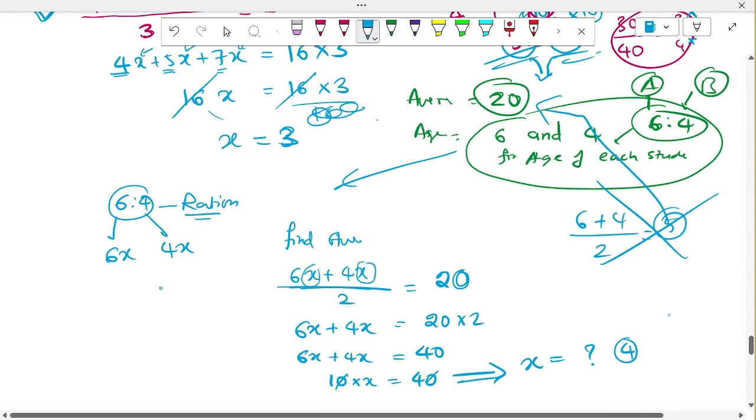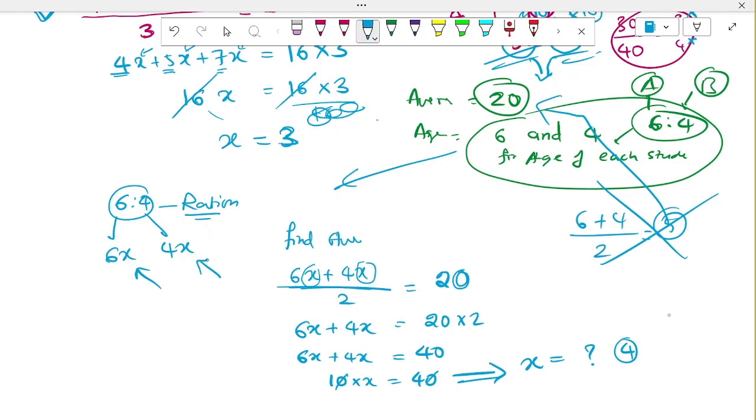Now try to substitute the value of x in the ratios. So the age of the first student will be 6 into 4, that is equal to 24, and for B the age will be 4 into 4, because 4 into x. So this will be equal to 16. Now check whether you have got the correct answer or not. What was there in the question? It was said that the average is 20.